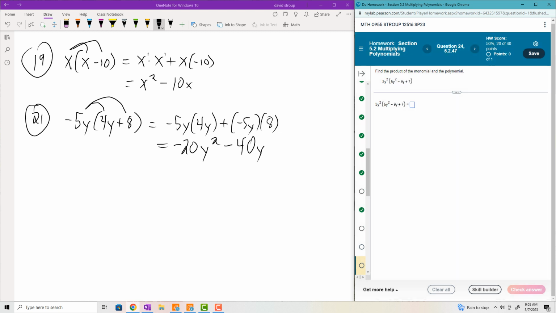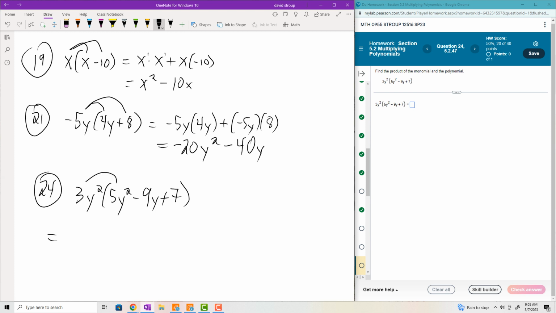Okay, so here, monomial times a trinomial. Same idea, though. It's just you have 3 terms to distribute to. So 3y squared times 5y squared minus 9y plus 7. Okay, so that'll be 3y squared times 5y squared, and then plus 3y squared times negative 9y, and then plus 3y squared times 7.